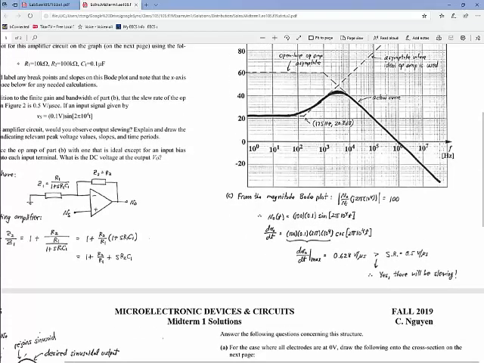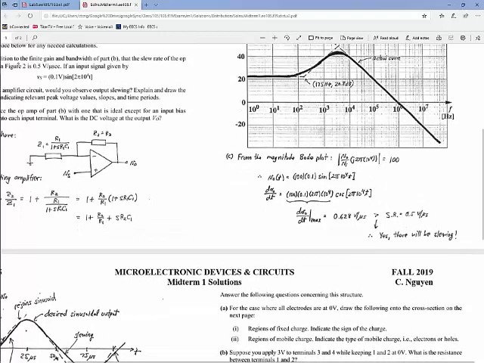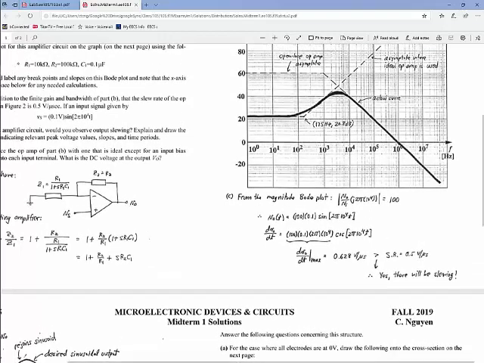Then we run into the slew rate part of the problem. In the slew rate part, you had to get the gain at this frequency right here, multiply the input by that gain, and then take the derivative to get the maximum volts per microsecond, and make sure whether that was greater or smaller than the slew rate. It was greater than the slew rate.